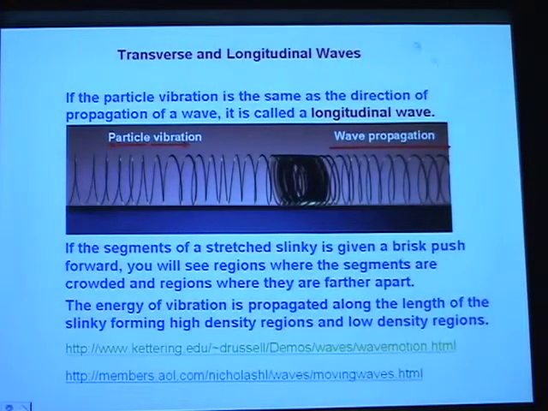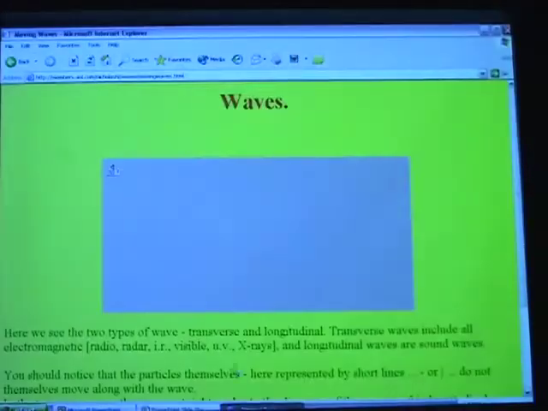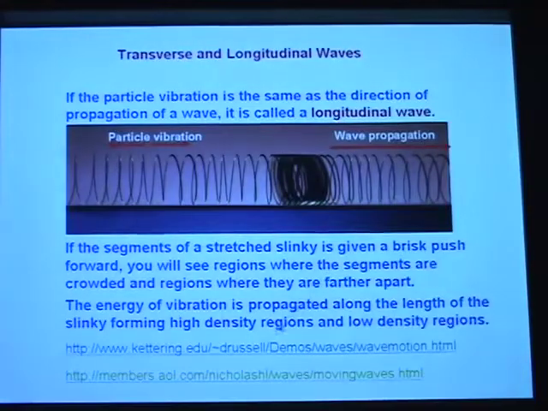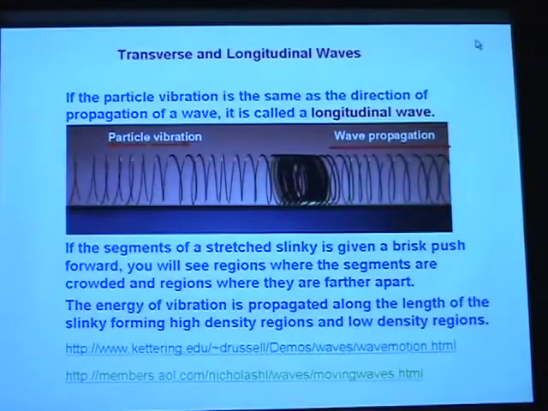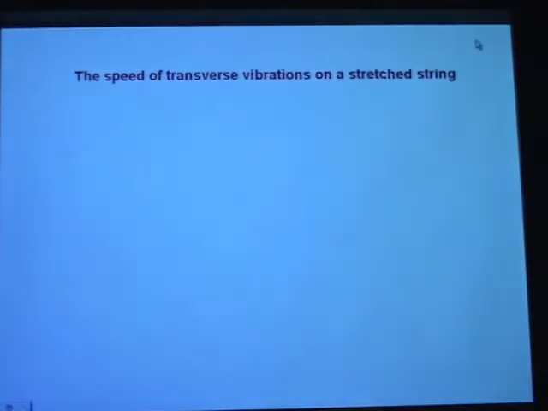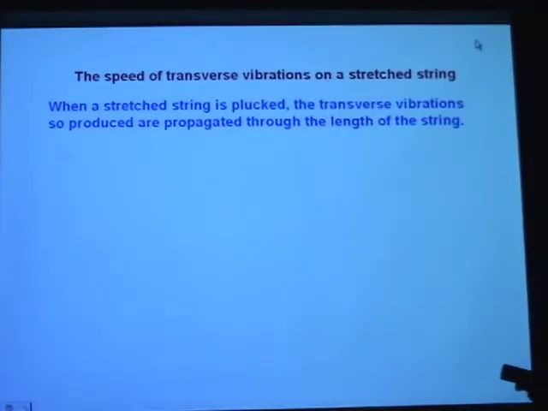How about another example? Let's see if we can get that one open. Give me a second. I think it'll open. All right, it is not going to open now, I think. So we're going to leave it at that. Well, that's a pity. It was a very good illustration of the difference between transverse and longitudinal waves.